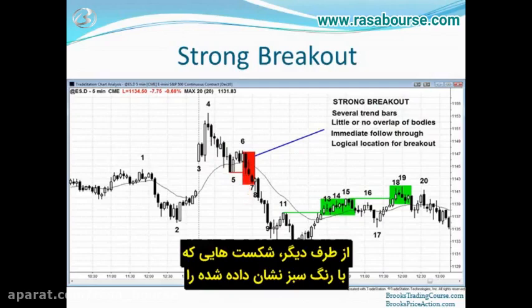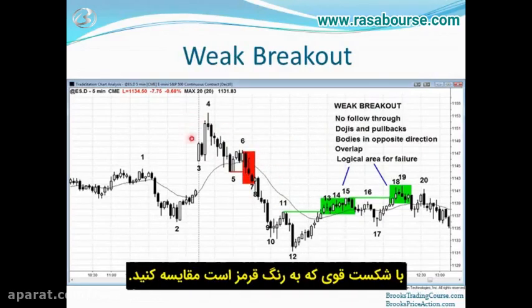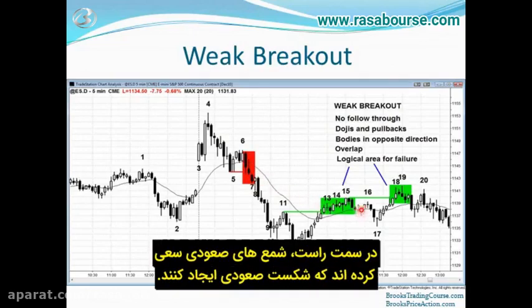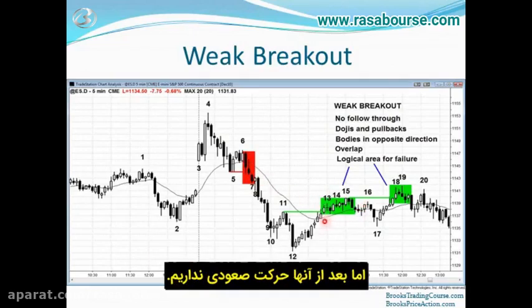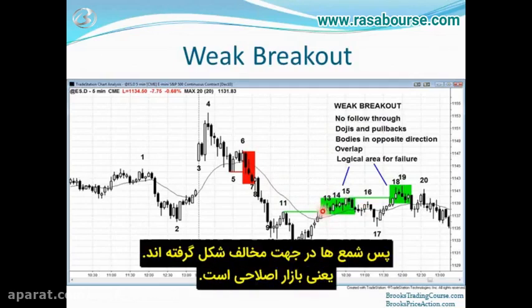On the other hand, compare what took place over here with these big bear breakout bars and the signs of strength on the part of the bears. Compare that to what's taking place over here. Okay, we have bull bars. We're trying to get bull breakouts, but there's no follow-through. Right after the bull bar, you get a doji bar or a bear bar, so you get bars in the opposite direction. The market's largely going sideways.